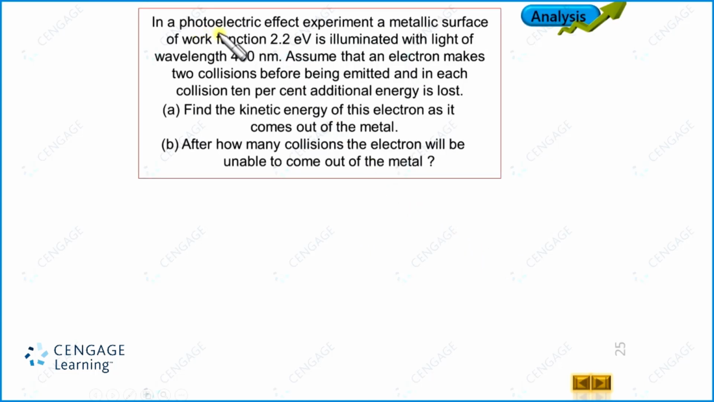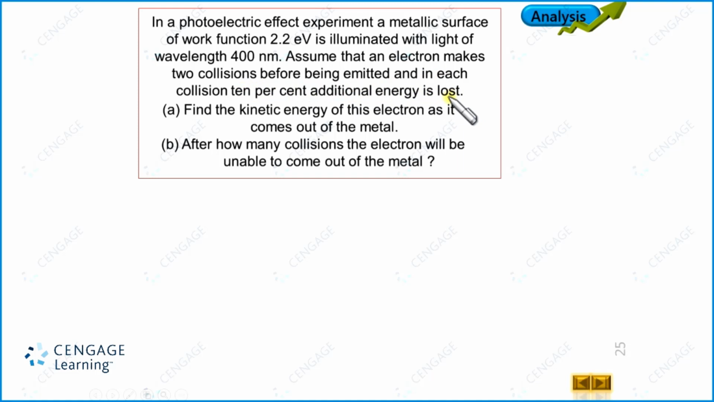In the question, we are given the work function of the metal, right? We are also given the wavelength 400 nanometer or 4000 angstrom. And here we are given that the electron makes two collisions before being emitted. In each collision 10% of the additional energy is lost.